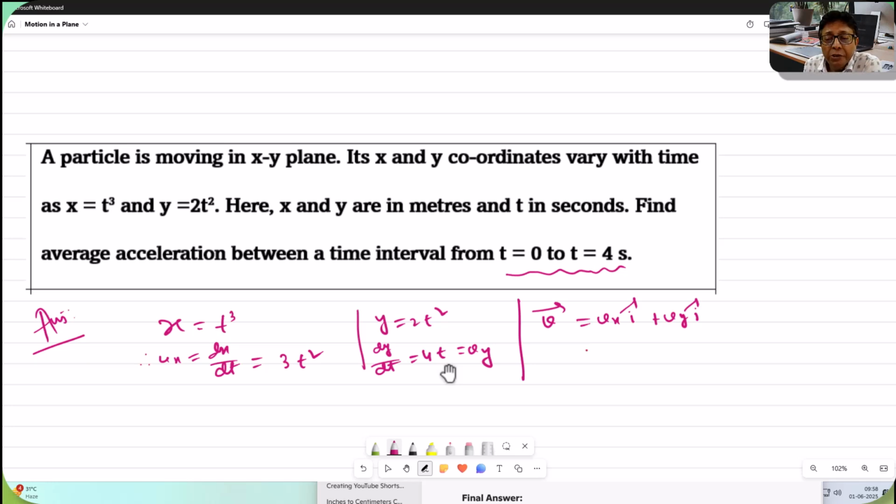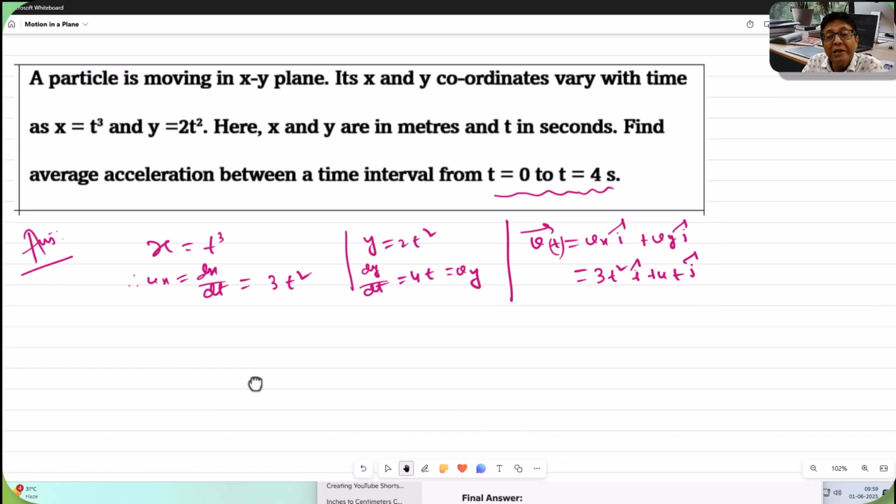Now, if you put Vx and Vy over there, it is going to be 3t square i plus 4t j. Isn't it? Now, this is velocity after time t. So, how to get average acceleration? Average acceleration is the difference between two velocities divided by time. So, average acceleration will be v at time t equal to 4 seconds, minus v0, that divided by 4 minus 0.